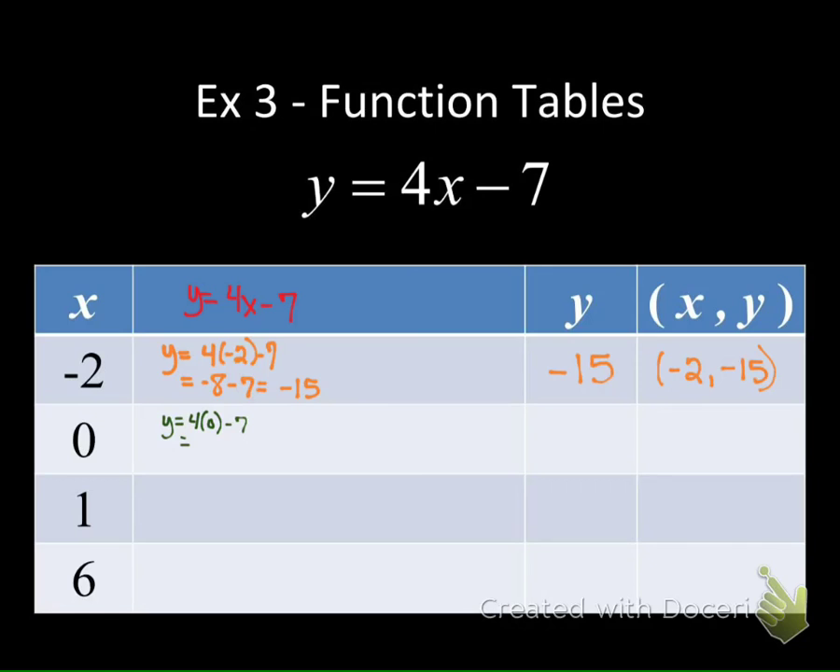Okay, so I'm going to take 4 times 0, and I'm going to get 0, and I'm going to bring down that minus 7. So from there I solve what's 0 minus 7. 0 minus 7 is 7. What type of 7 is that going to be? Negative 7. If I have $0 and I overdraw my account, or I go into the negatives by 7, if I take 0 and I minus 7, it's going to be a negative 7. So what's my y or my output going to equal? Not 7, negative 7. So then my ordered pair is going to be, what's my x value? It will be 0. What's my y value?